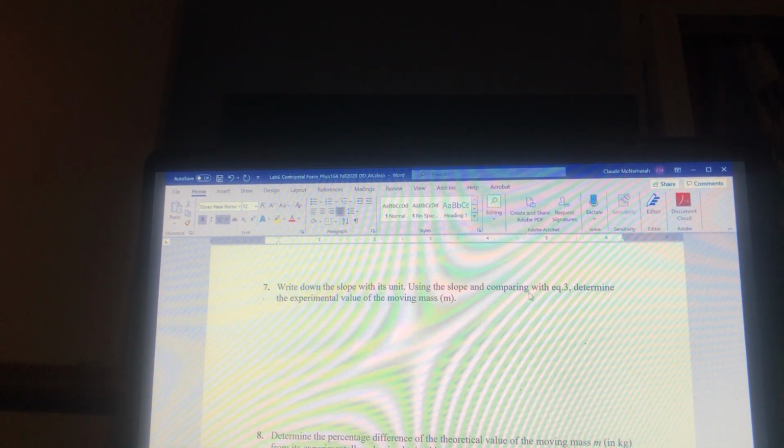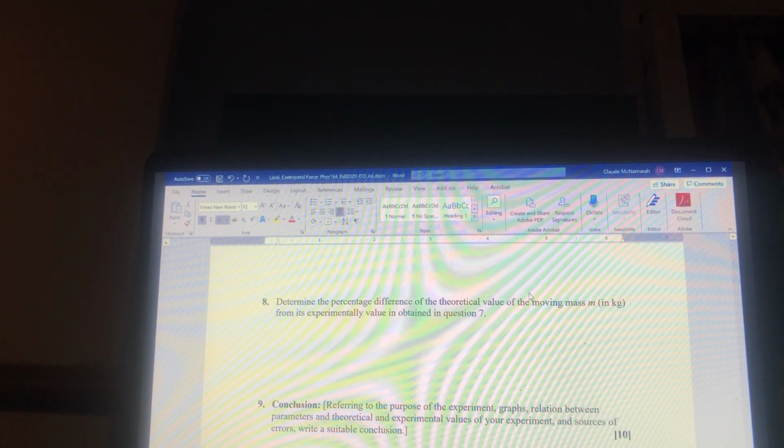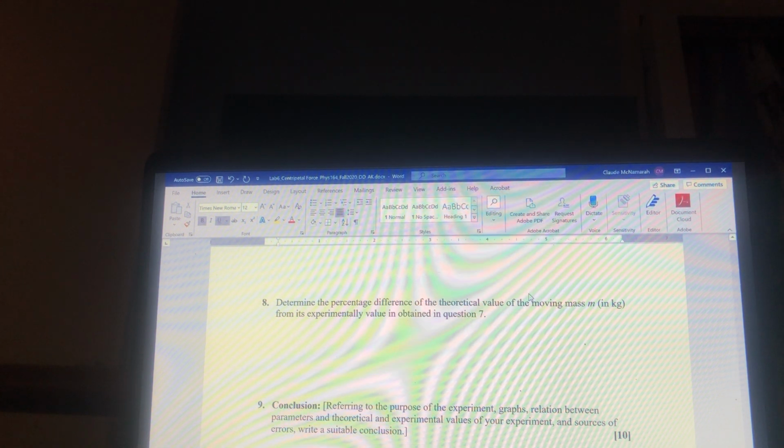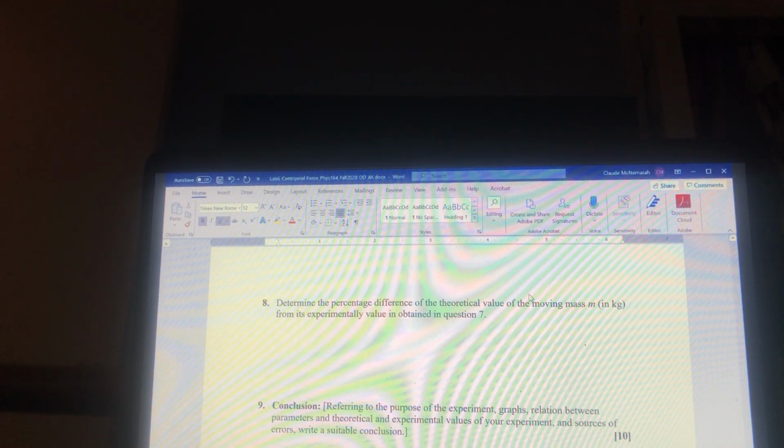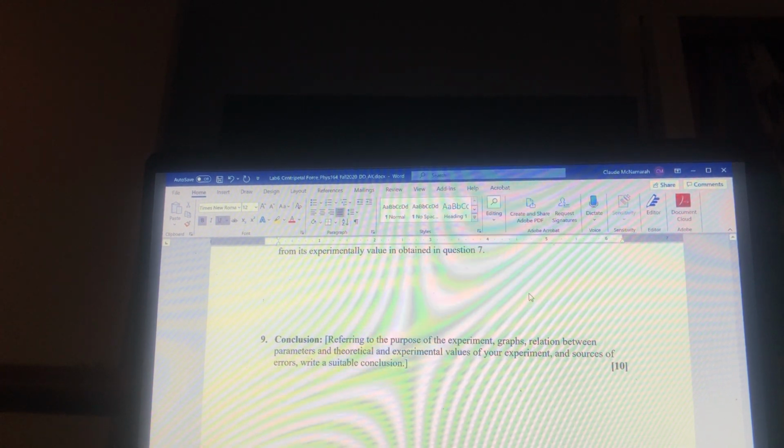Write down the slope with its units, and using the slope and comparing with equation 3, determine the experimental value of the moving mass m. Then determine the percentage difference between the theoretical value, the one that's on the simulation, and the experimental value, the one that you've just calculated in step 7. And then you write a conclusion. And that's the experiment.